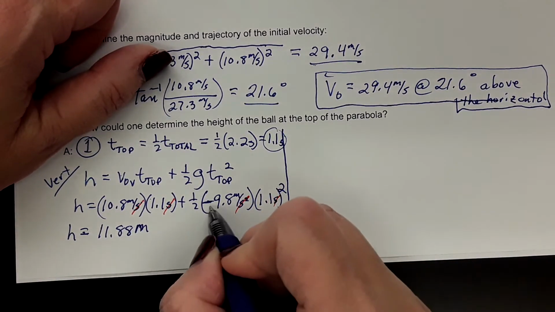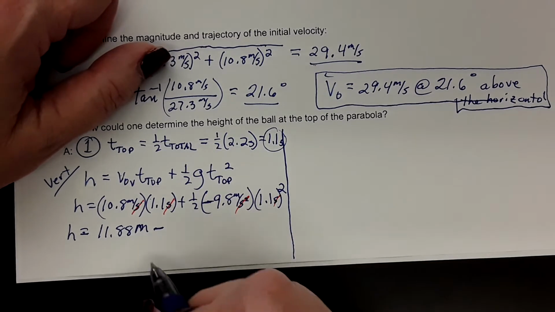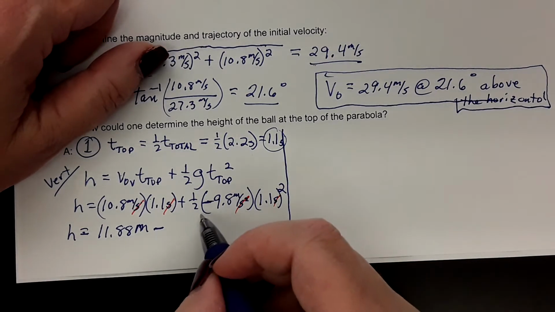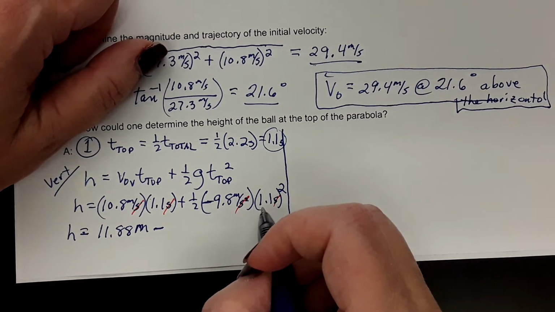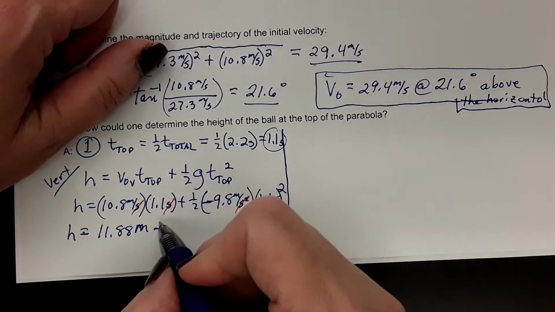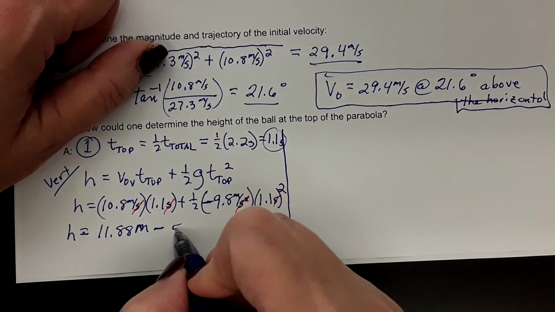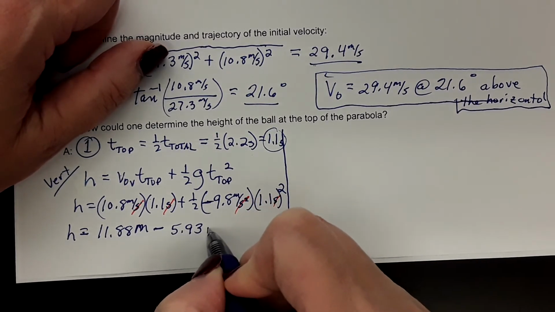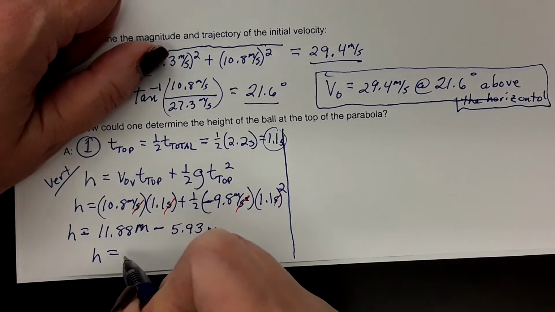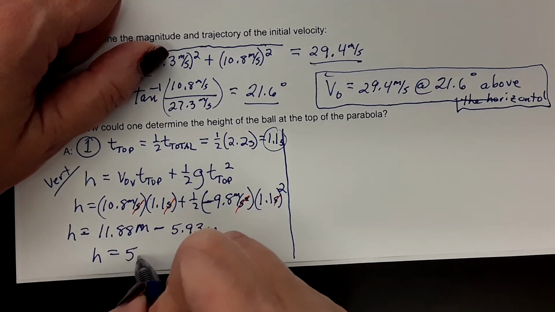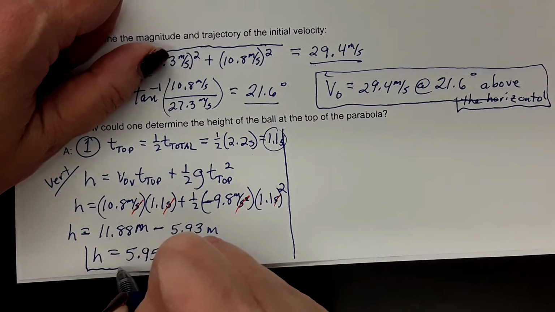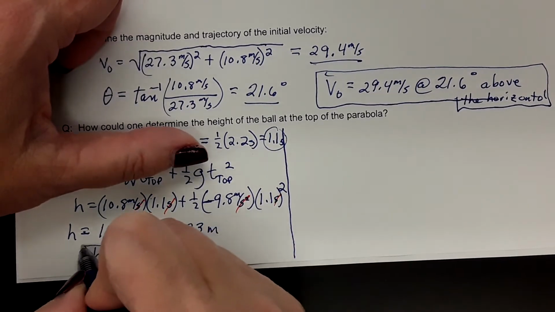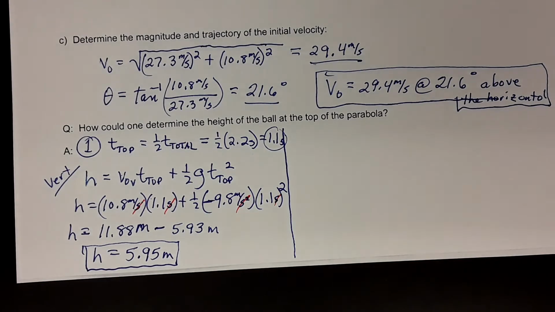Now remember, don't forget that minus sign. You are slowing down, so you have to take away from that. So we get 1/2 of 9.8 is 4.9 times 1.1 squared. So 4.9 times 1.1 squared is about 5.93, I think. So now if you subtract, the height to the top of the parabola is about 5.95 meters, or about 6 meters. Okay, not so bad, is it?